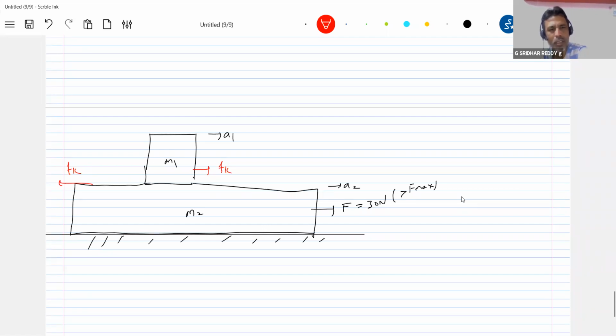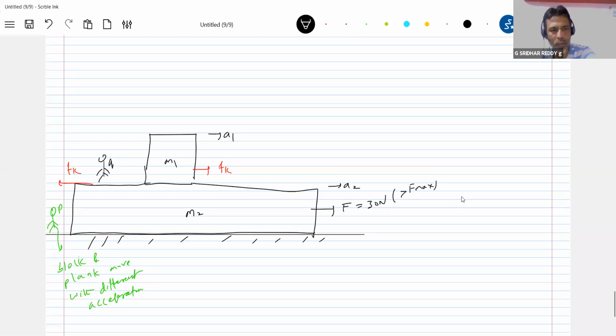So now, a person on the block, what will be his comment? And the person on the ground, what will be his comment? Block and plank move with different accelerations. So the person on the plank, what does he comment? The block is not attached. Block M1 slips on the plank. He says that the block is moving. So the comment will be totally different here now.